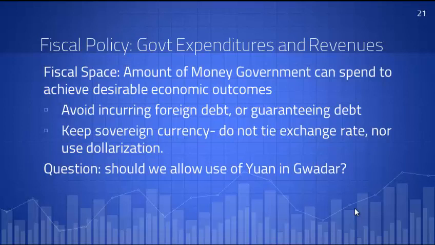For example, if you build a dam, then you should pay back from the proceeds, from the earnings of the electricity generated by that dam. So it should always be denominated in the currency that you have control over. If you follow these rules, then you can spend as much money as you like.